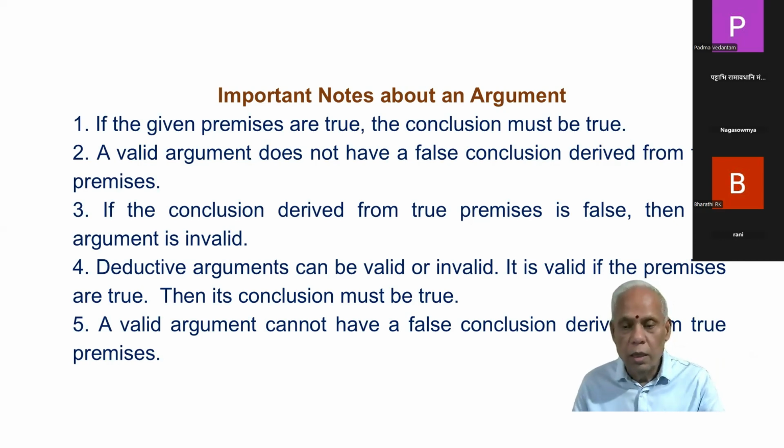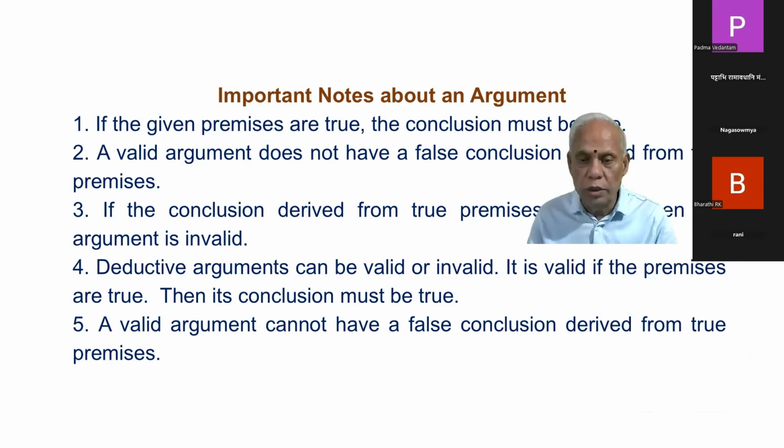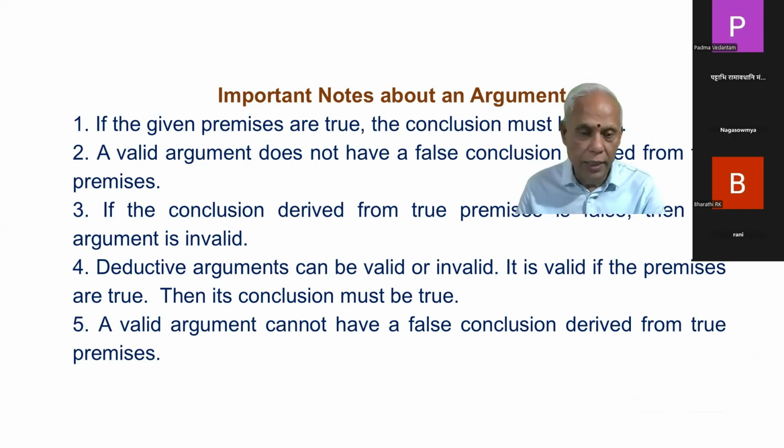This is condensing the above three rule positions. This is the result: a valid argument cannot have a false conclusion derived from true premises. This is repeated, the same thing as above.